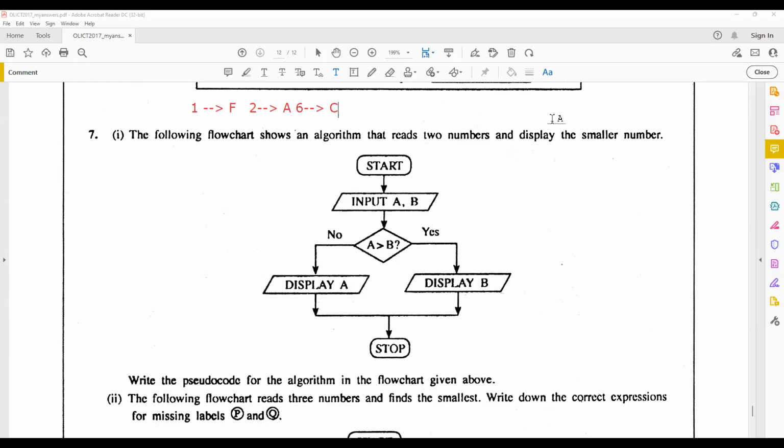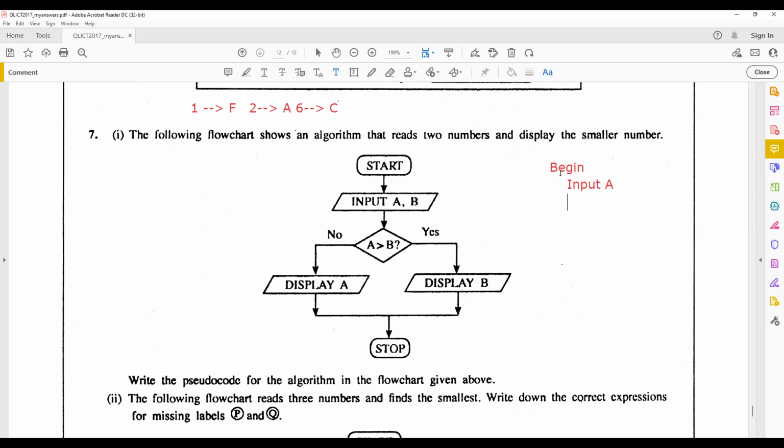So this is the 2017 paper, part 2, question 7, the last question. This question gives you a flow chart and asks us to convert it to pseudocode. Remember that usually we use the term begin to start with. Then input, you can use input or read. It doesn't matter. So maybe I can use input A.